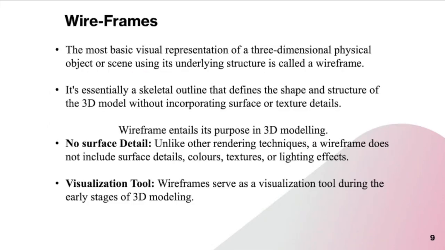And let's talk about wireframes. The most basic visual representation of a 3-dimensional physical object is seen using its underlying structure. It is called a wireframe. It is essentially a skeletal outline that defines the shape and structure of the 3D model without incorporating surface or texture details. It's a simplified representation focusing solely on the object's geometry. Unlike other rendering techniques, a wireframe does not include any surface details, colors, textures, or lighting effects.